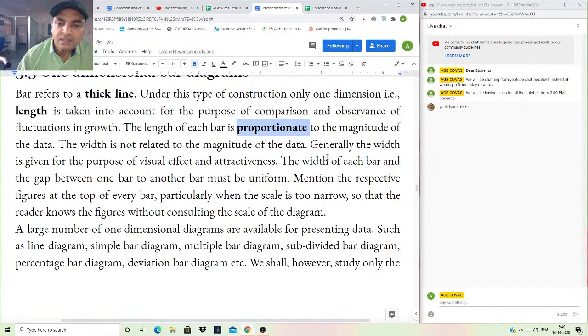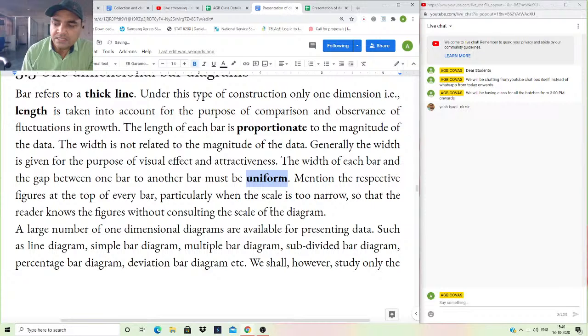And as a rule, the width of each bar and the gap between one bar to another bar must be uniform. That is, the width of your bar and the distance between the two bars should be uniform. Now, if we mention the respective figures at the top of every bar, particularly when the scale is too narrow, so that the reader can read the figures without consulting the scale of the diagram. So why we do this thing? We do this thing so that the reader will be able to understand the figures given at the top of the bar without consulting the scale.